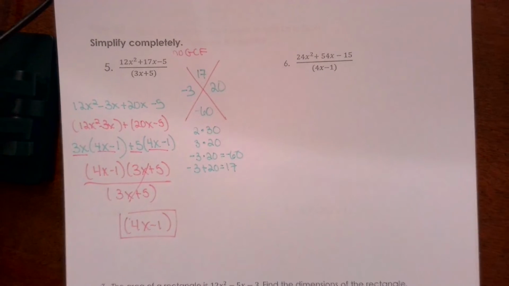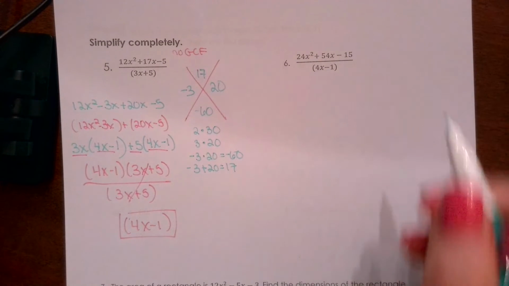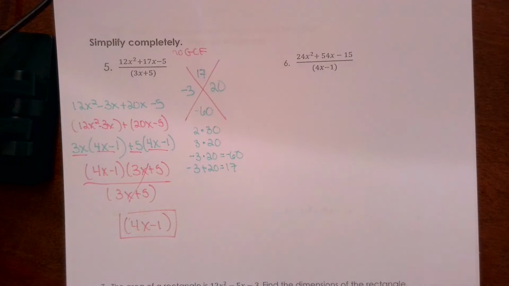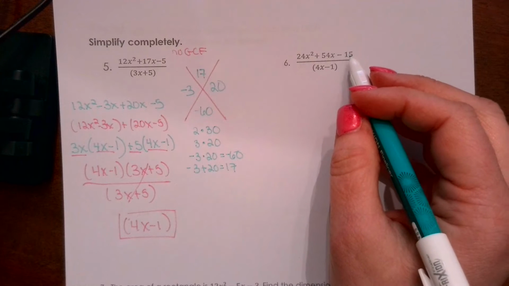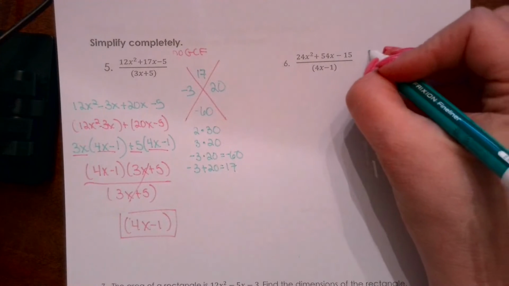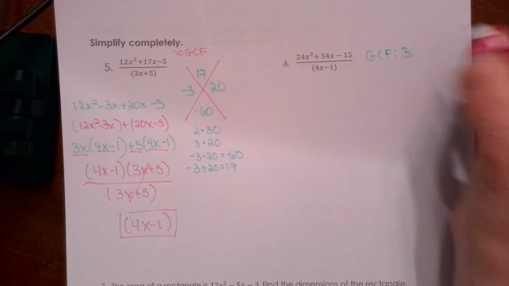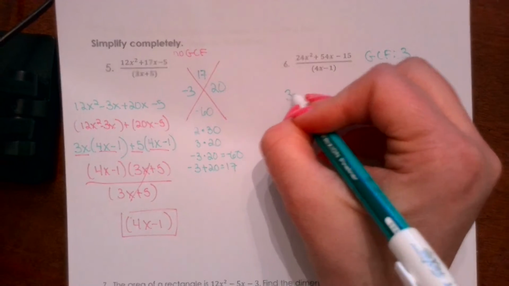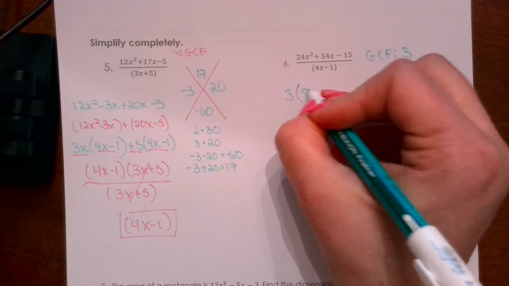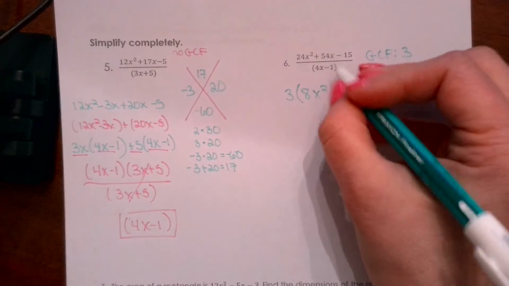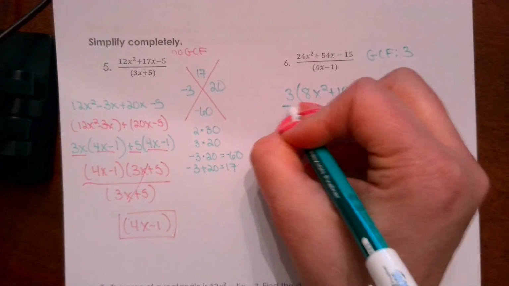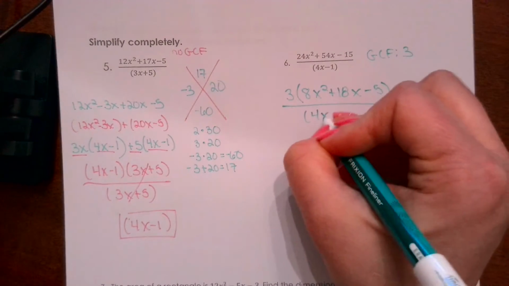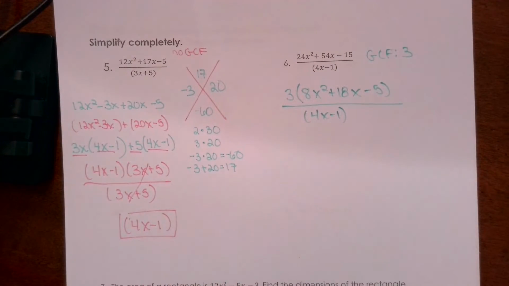Let's take a look at our next problem. No variable I can take out, but 3 does go in all of these numbers. I'm looking at my 15. 1 times 15, 3 times 5. 3 is my GCF. So I do have to take out a 3. I'm going to be left with 8x squared plus 18x minus 5. And that will be over 4x minus 1, which oddly enough ended up being our answer in the last problem.